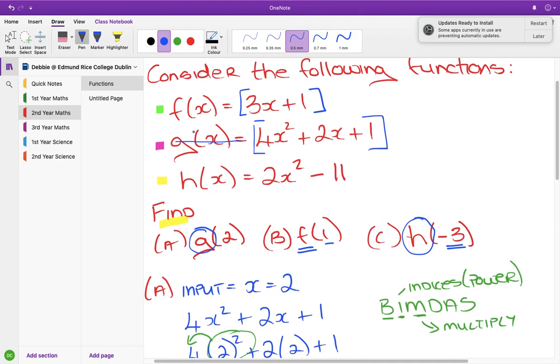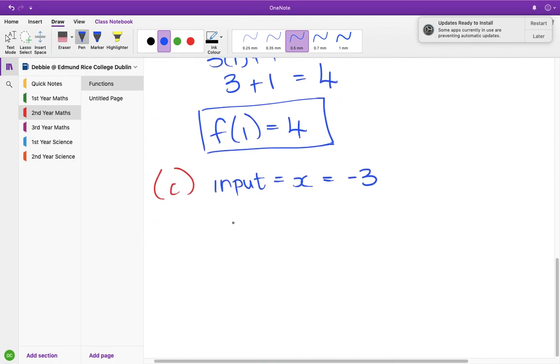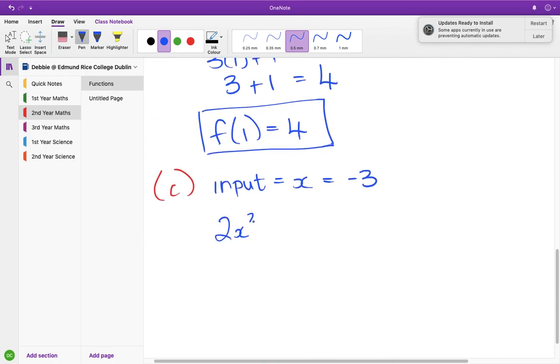So we go up here. This is the h function here. And the important part after the equals is 2x squared minus 11. So we're going to write down the 2x squared minus 11, and we're going to replace the x with the minus 3. So it's 2 bracket minus 3 squared minus 11.